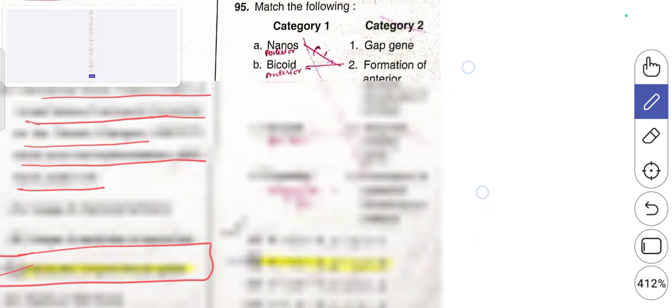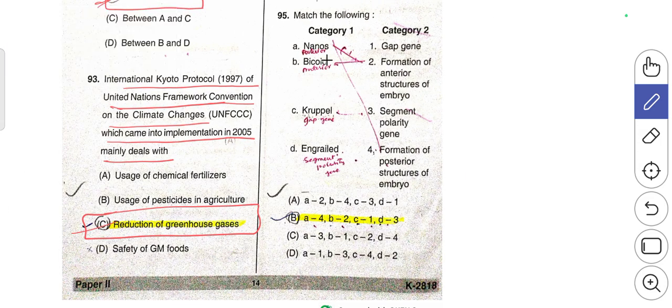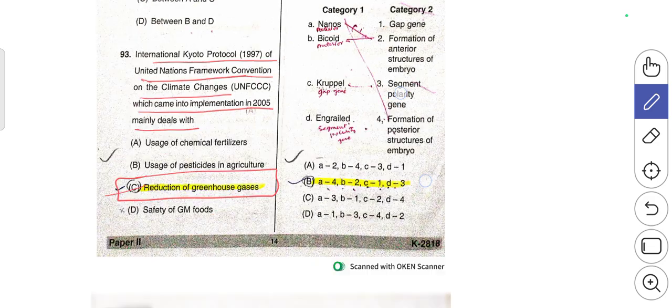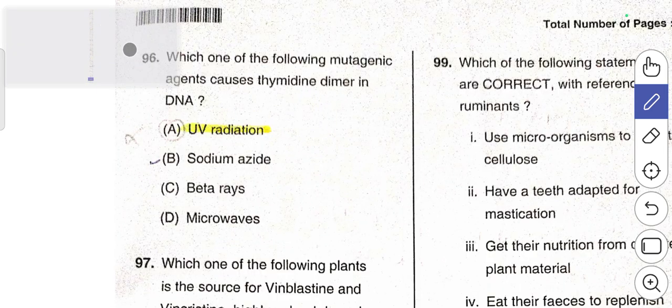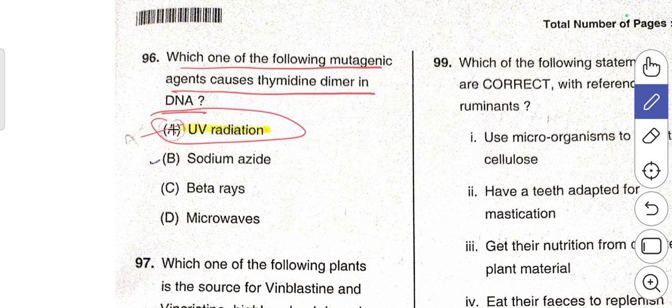The 95th question: nanos, formation of posterior structure of the embryo; bicoid, formation of anterior structure of the embryo; Kruppel, a gap gene; engrailed, a segment polarity gene. So B is the right answer for this question. Then the 96th question: which one of the following mutagenic agents causes thymidine dimer in DNA? That is UV radiation.